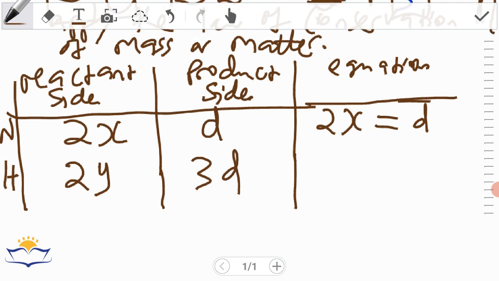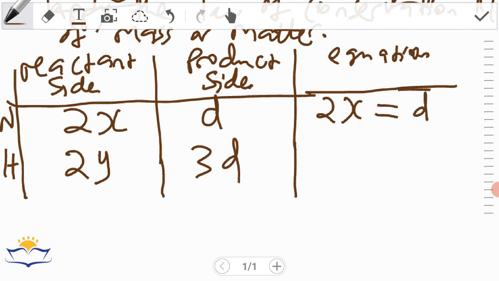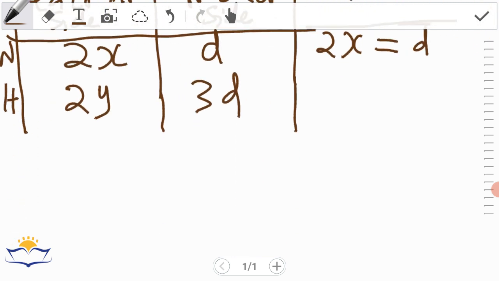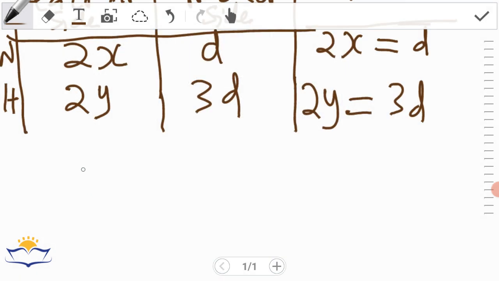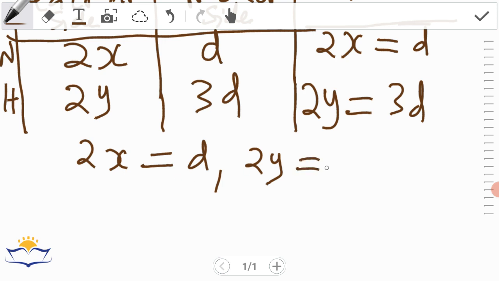Applying the law of conservation of mass, which says that the total number of atoms on the left-hand side, or the reactant side, must equal the total number of atoms on the product side, we say that for hydrogen, the reactant side has 2y atoms and the product side has 3d atoms. That's it. So in the end, we have 2x equals 3d... 2x equals d, and 2y equals 3d.